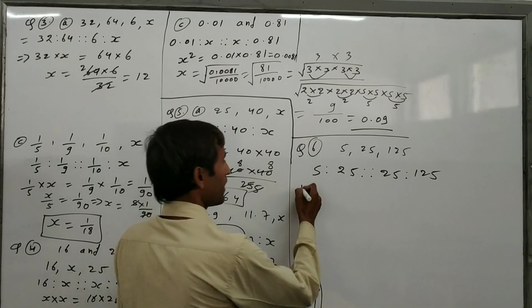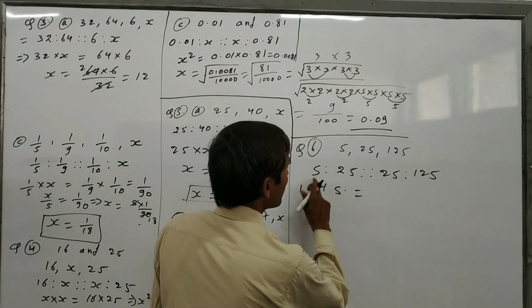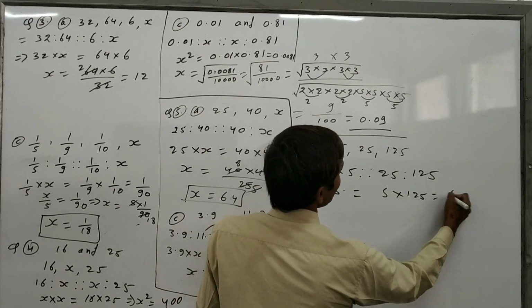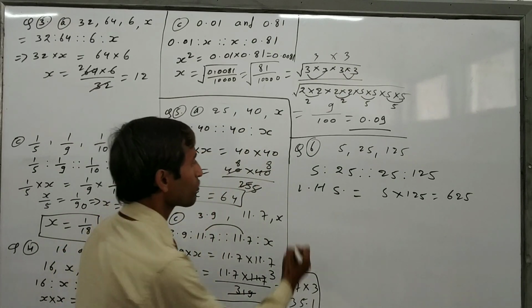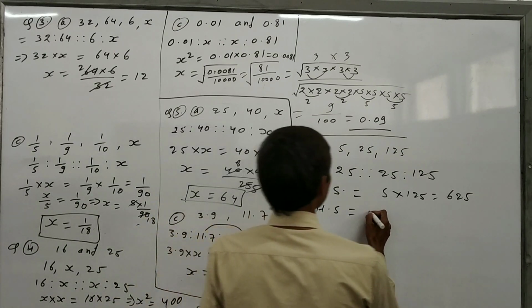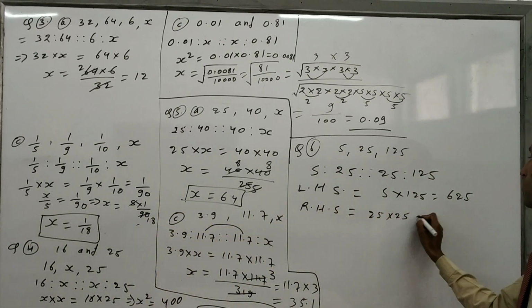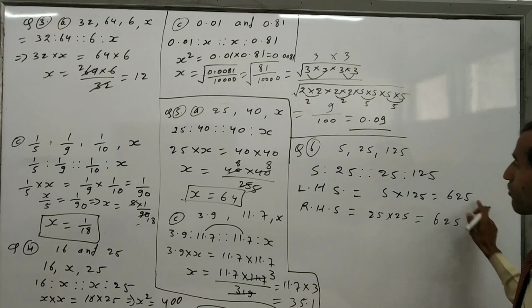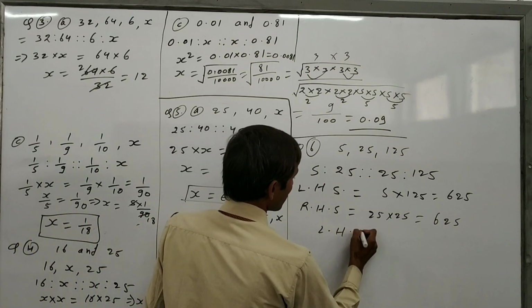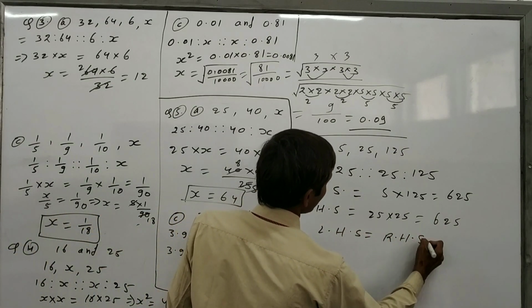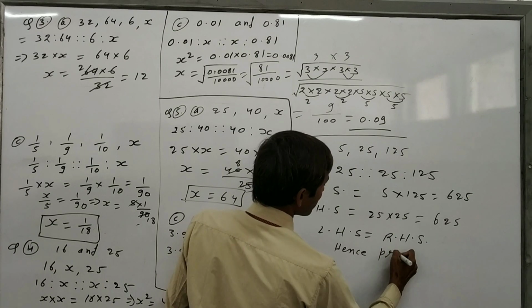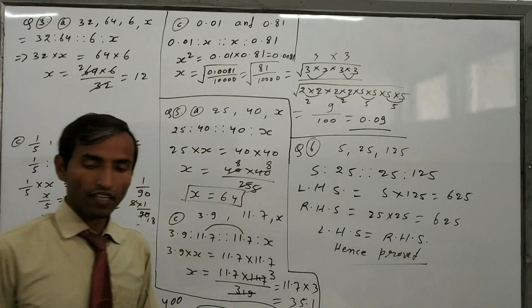So just we have to check LHS and RHS. LHS means product of extreme terms. So 5 into 125, how much will come? It will come 625. Okay. Now we have to find RHS. RHS means product of mean terms. So 25 into 25, how much will come? 25 into 25 will again come 625. So both are equal. We can say that LHS is equal to RHS, so it is in continued proportion. Okay. Hence proved. Means both are equal, so these are in continued proportion.